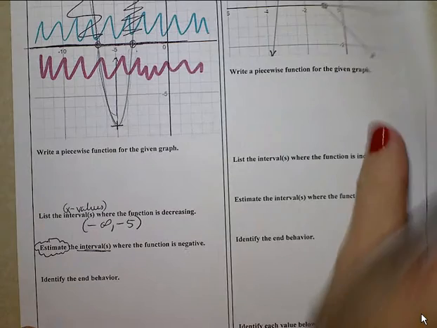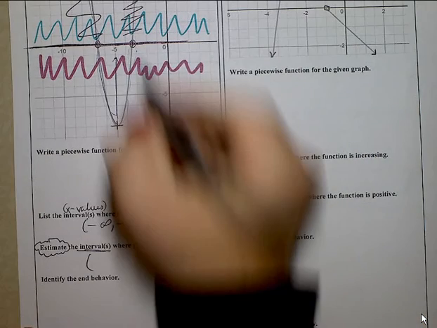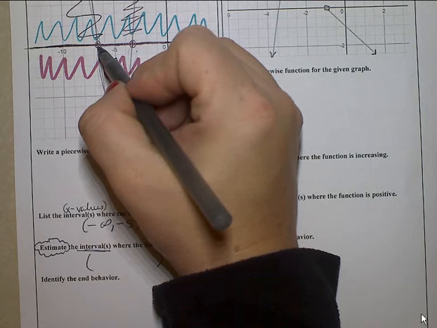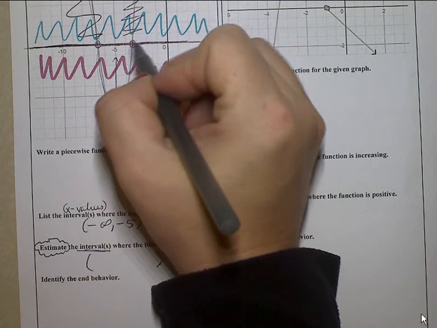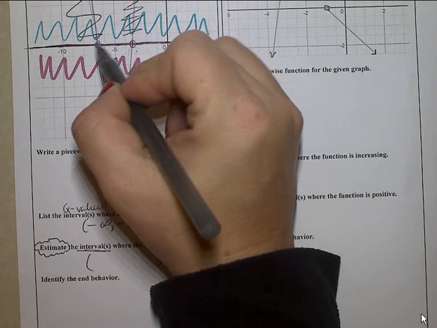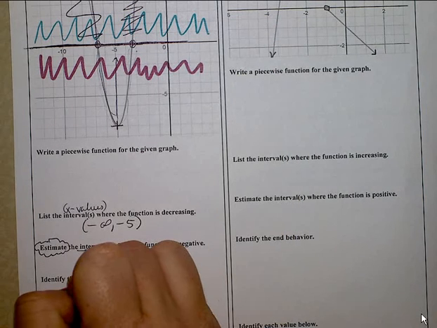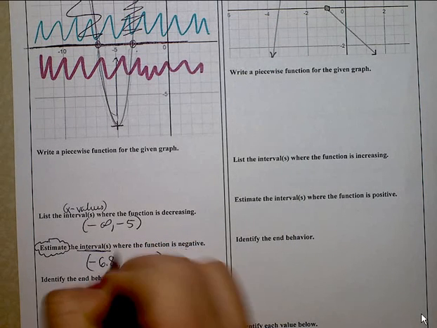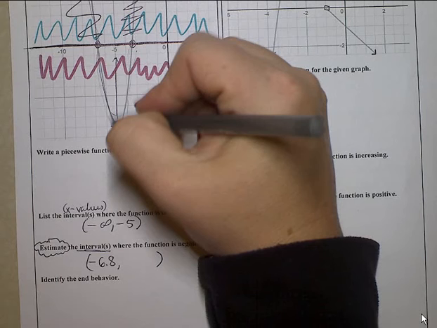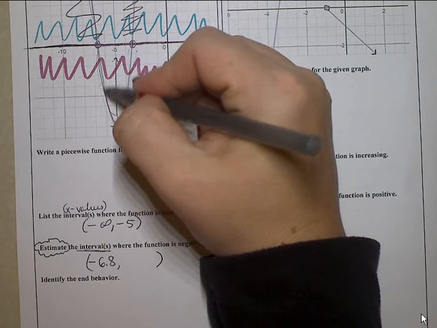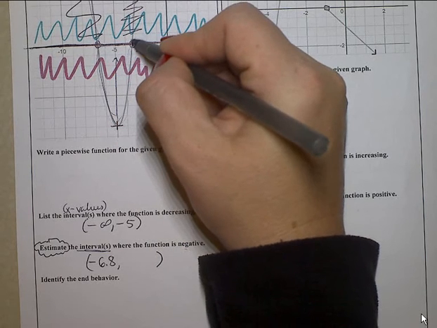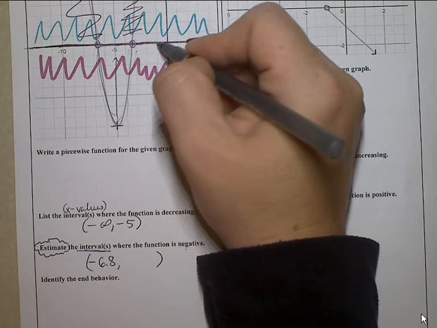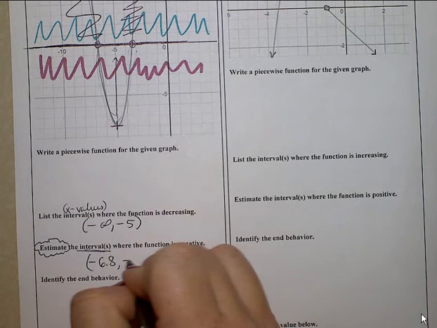When we write our interval, it's always least to greatest. So what approximately is this x value? Here's -1, -2, -3, -4, -5, -6, not quite to -7. So I'm going to say -6.8. Okay, that's your least one. It's negative all along here, and then at this point afterwards, it becomes positive. This is approximately 1, 2, 3, maybe 3.2.